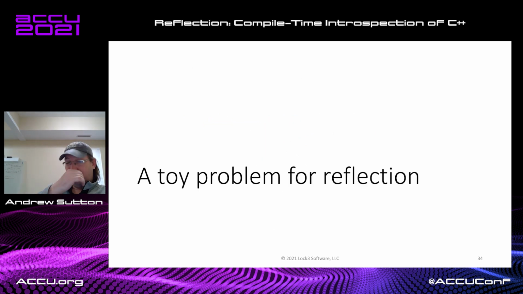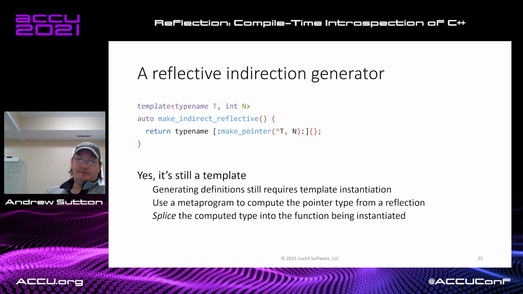So, okay, that's my toy little problem, but I'm going to adapt it for reflection, just because I don't like the fact that we end up generating 43 specializations of that function. So this is going to be my new version of make indirect. It's still going to be a template, so there's still going to be an instantiation, but it uses reflection in a slightly novel way.